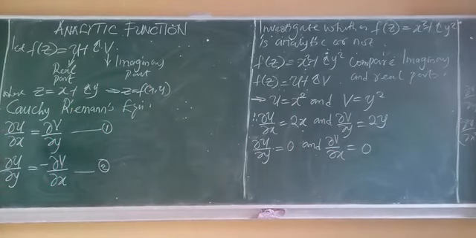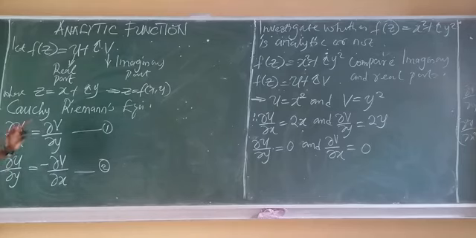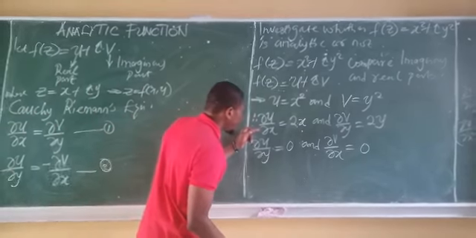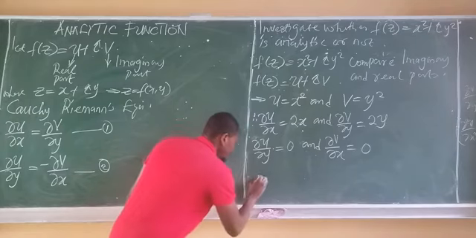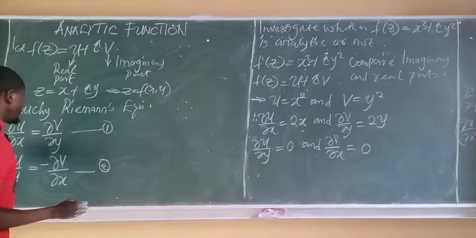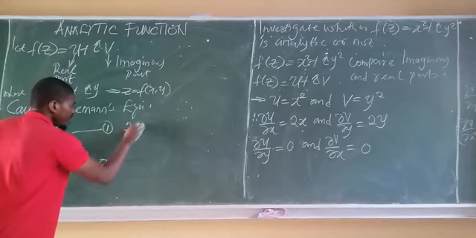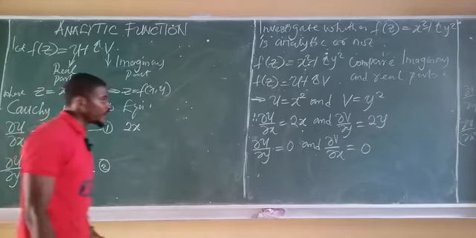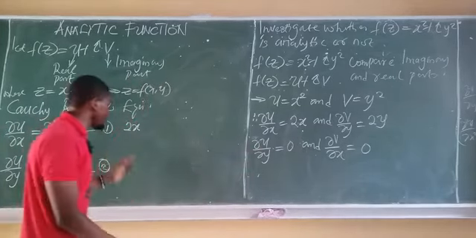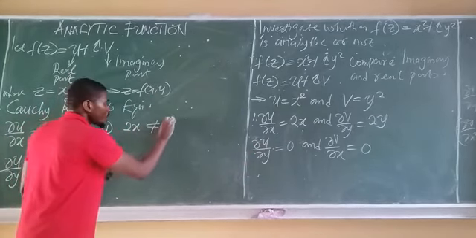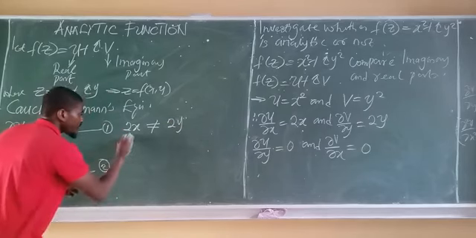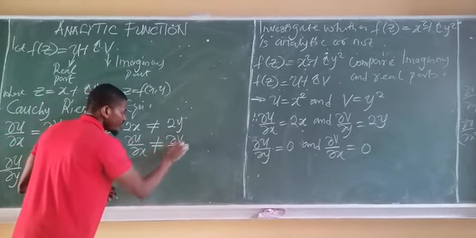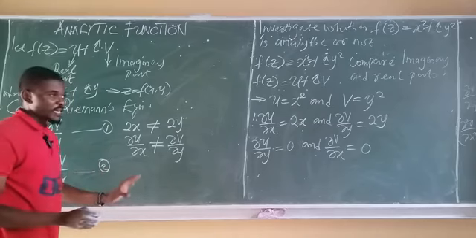The first equation says partial u partial x must be equal to partial v partial y. And if we look at this condition, partial u partial x gave me 2x. Again, partial v partial y gave me 2y. So which means 2x is not equal to 2y. This simply means that partial u over partial x is not equal to partial v over partial y. First condition has failed.